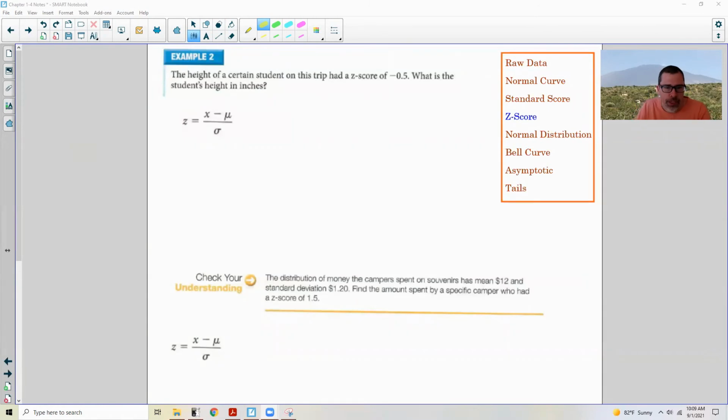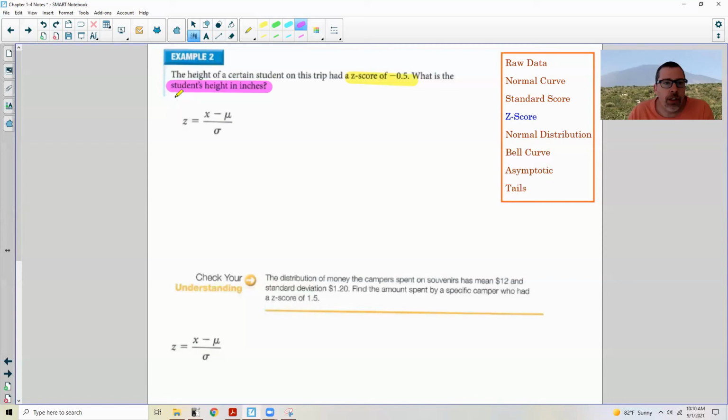Okay, example 2 says the height of a certain student on a trip has a z-score of negative 0.5. Whenever the z-score is negative, it means that they are below the average. They're left on the bell-shaped curve or normal curve. So they're below the mean. What is the student's height in inches? That is the question. So you know the student's height is below average.